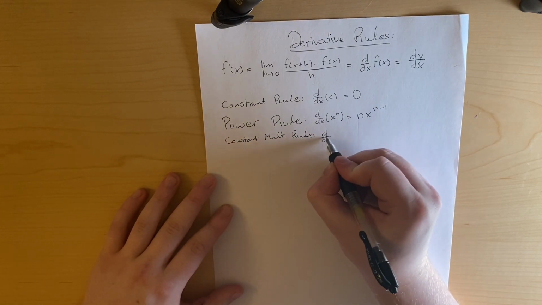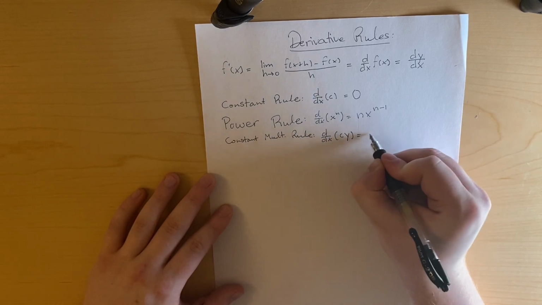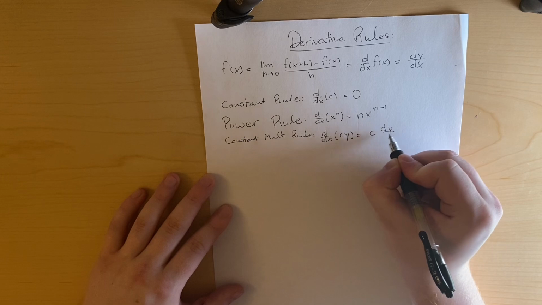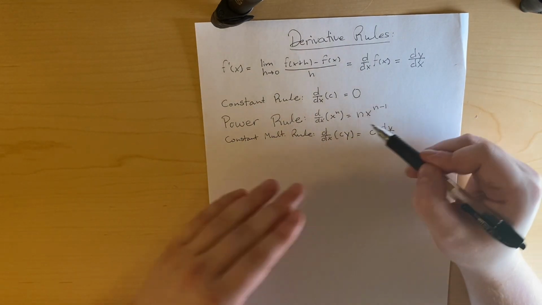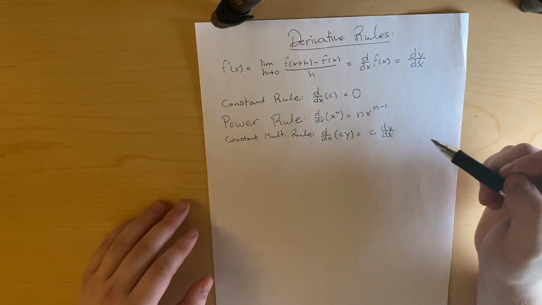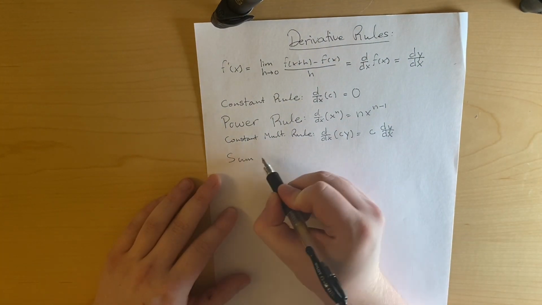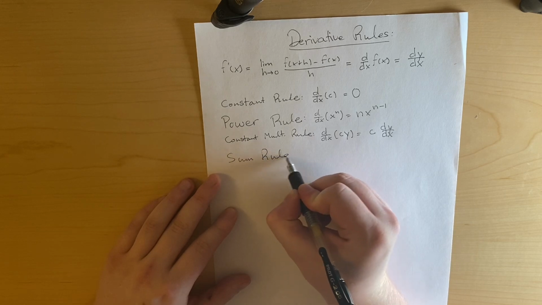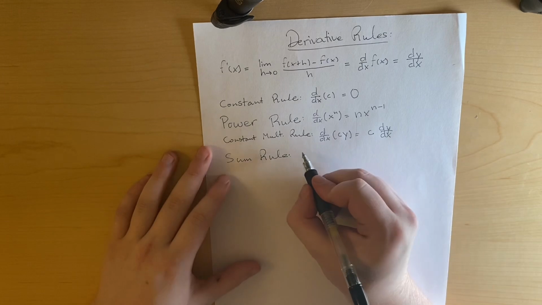Which says that d by dx of cy is equal to c dy dx. You can just pull the constant out and then do the differentiation. You've got the sum rule. And this works for differences as well, so whether it's positive or negative.